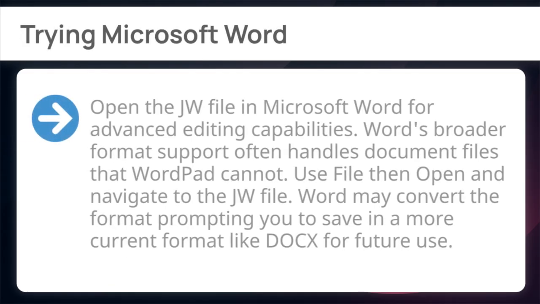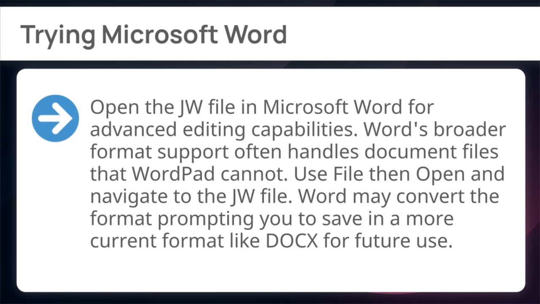Next, trying Microsoft Word. Open the JW file in Microsoft Word for advanced editing capabilities. Word's broader format support often handles document files that WordPad cannot. Use File, then Open and navigate to the JW file. Word may convert the format, prompting you to save in a more current format like DOCX for future use.